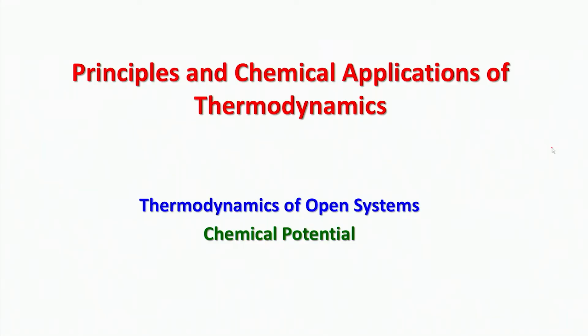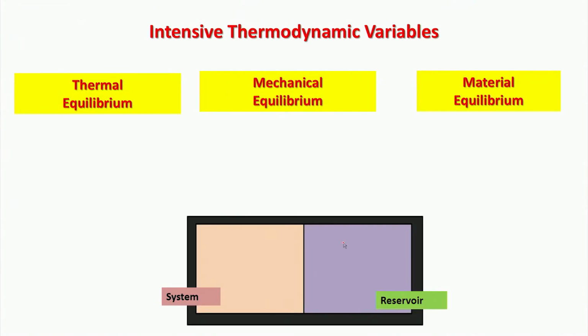Hello students. Today we are going to talk about a new topic, which is thermodynamics of open systems. And here I'm going to introduce you to the concept of what is known as a chemical potential. So chemical potential is a quantity which is classified as an intensive thermodynamic variable.